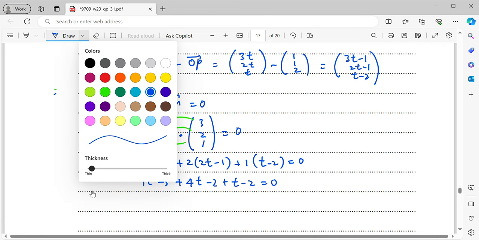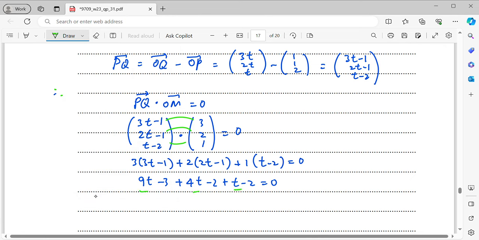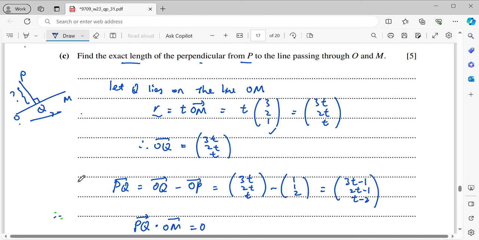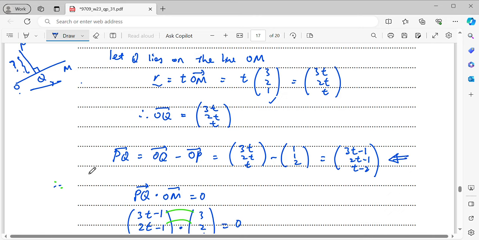So the total of the t here will be 14t. So I will get 14t. All the constants move to the other side, it will be 7. That means now my t is 7 over 14, which is half. Okay, now when you look at the diagram, I need to find the length of PQ. Before you get the length of PQ, we need to get the vector PQ. That means now I am replacing the t in this vector.